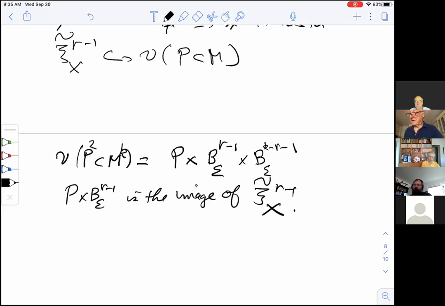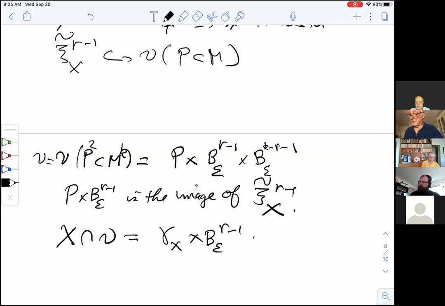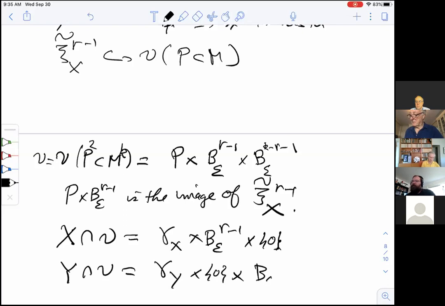All right. So in particular, this is now a normal neighborhood, not a normal bundle. So the intersection of X with nu, let's call it nu, is gamma X cross B epsilon R minus 1 cross 0. Y intersect this neighborhood is gamma Y cross 0 cross B epsilon K minus 1. And you notice the dimensions work out. X intersect nu has dimension R, and Y intersect nu has dimension K.